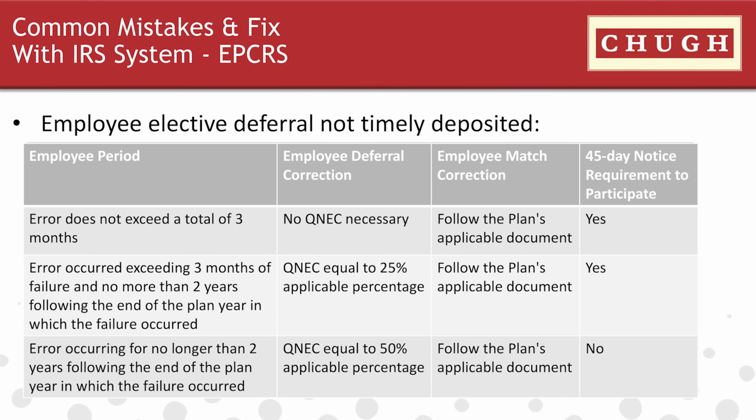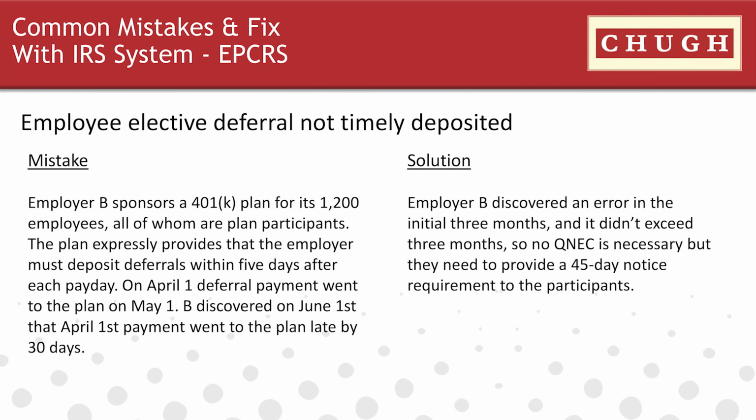The second mistake I'm going to talk about is not timely depositing the employee elective deferral. The common mistake here is that the employer failed to deposit the employee's deferral to the plan on time. I'm going to explain this also with an example. Employer B sponsored a 401k plan for its 1200 employees, all of whom are plan participants. The plan expressly provides that the employer must deposit deferrals within 5 days after each pay. On April 1st, the deferral payment went to the plan on May 1st. B discovered on June 1st that the April 1st payment went to the plan late by 30 days.